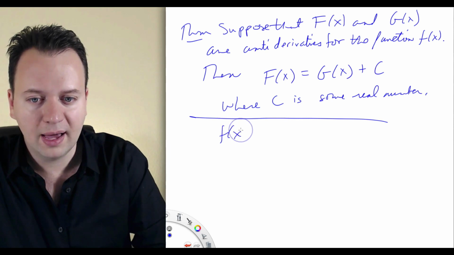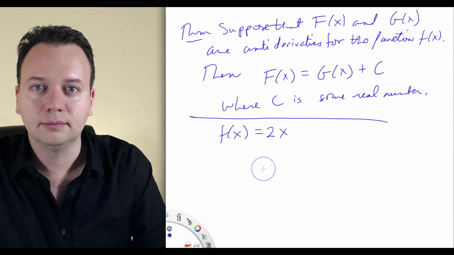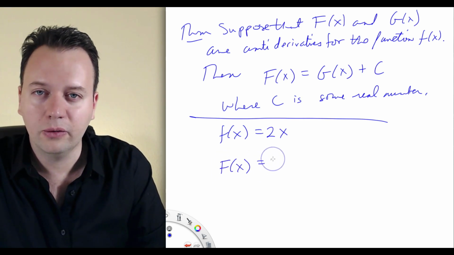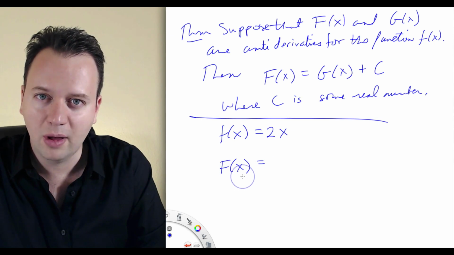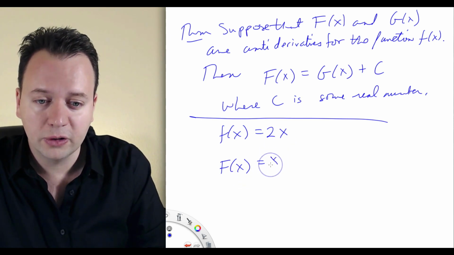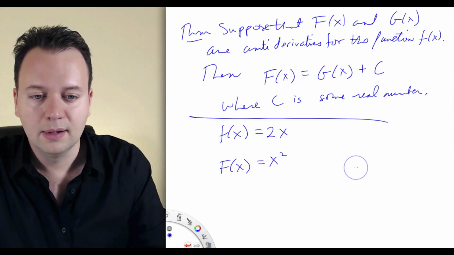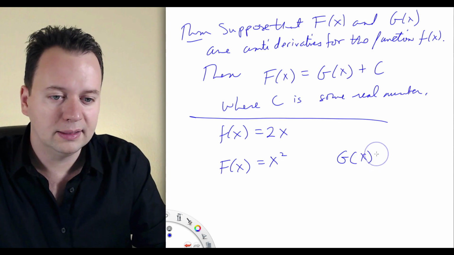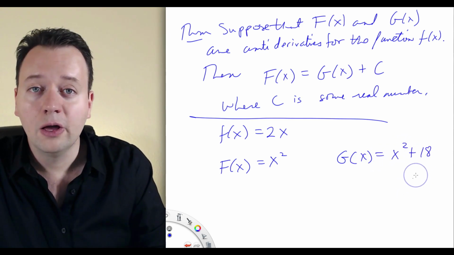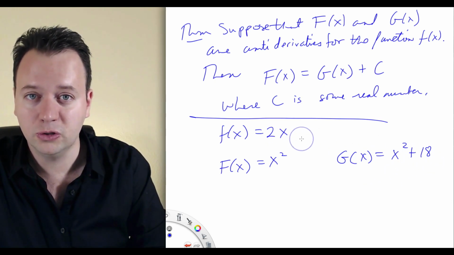Suppose that f of x is equal to 2x. Well, this should be pretty simple to work out. We're looking for a function capital X whose derivative is 2x. Well, the answer is going to be x squared, right? The derivative of x squared is 2x. But your friend says that his antiderivative is x squared plus 18. Well, he's right too. The derivative of x squared plus 18 is also 2x.